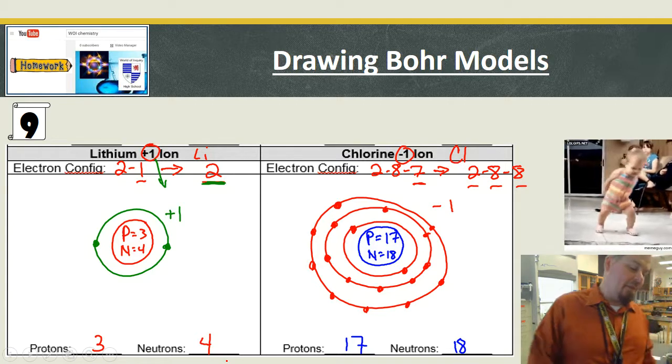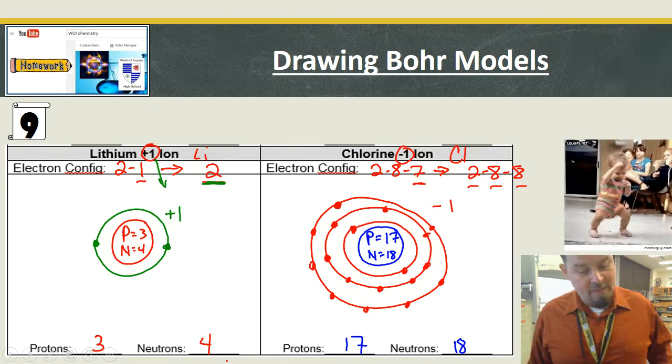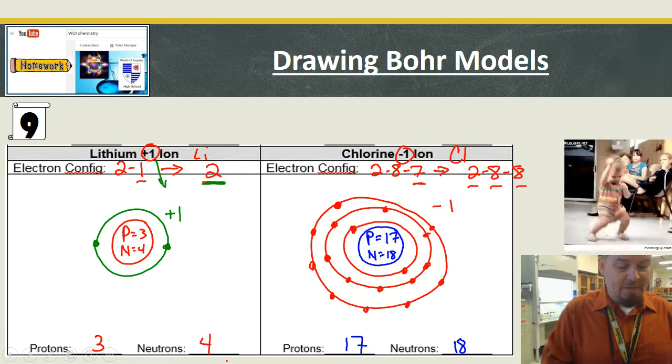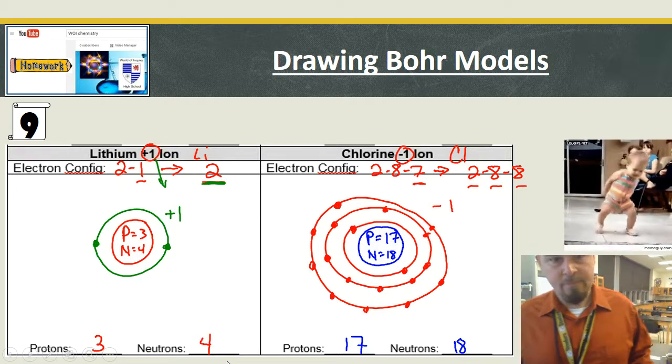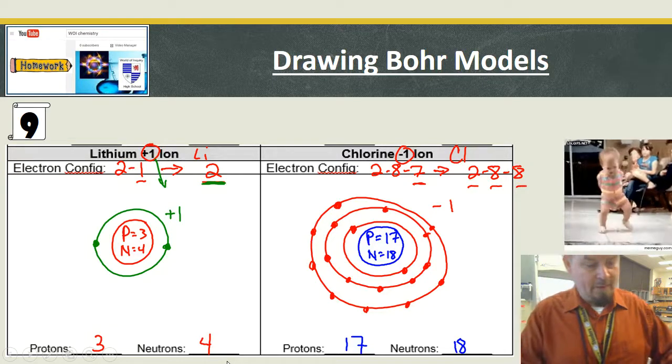Will you have to be able to do them on the test? Absolutely. Do your practice, check your work, and let's get on with Lewis dots are next. Wait, sorry, one more time.